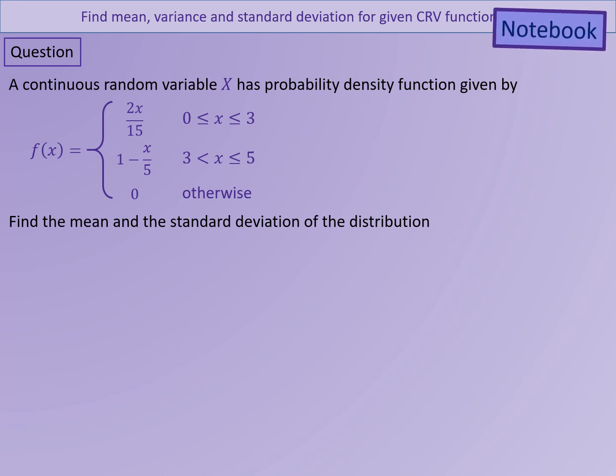So in this example, we're going to start with a continuous random variable x with this probability density function. We're going to find the mean and standard deviation for this distribution. So to start with, the formula for the mean, or the expected value of x, is the integral of x multiplied by f(x). Now, because there are two sections to f(x), we're going to have to find this integral in two parts.